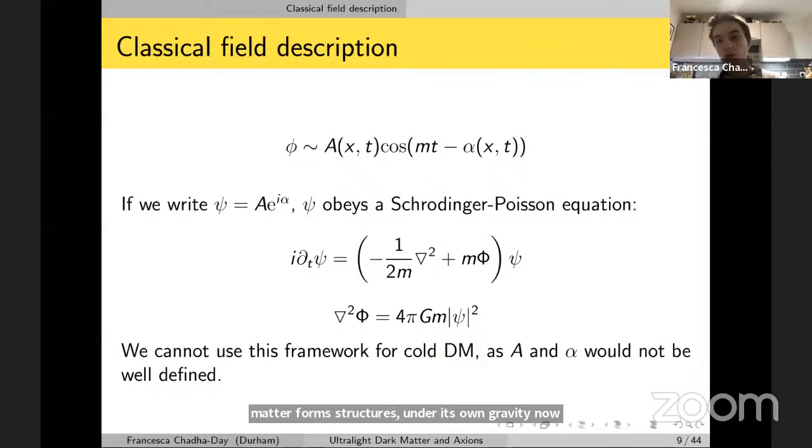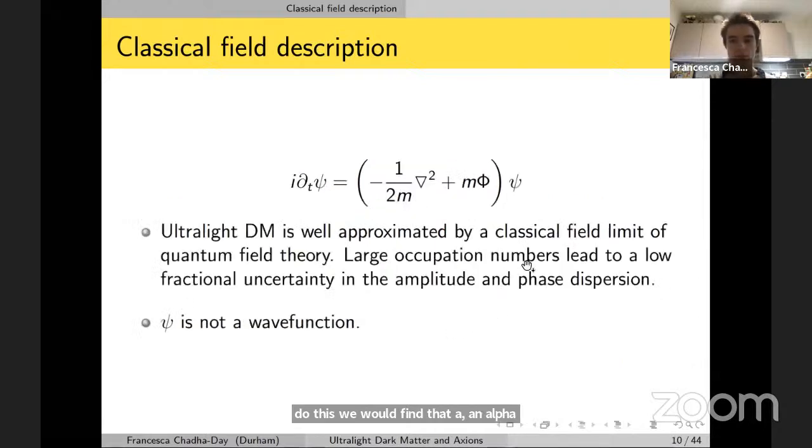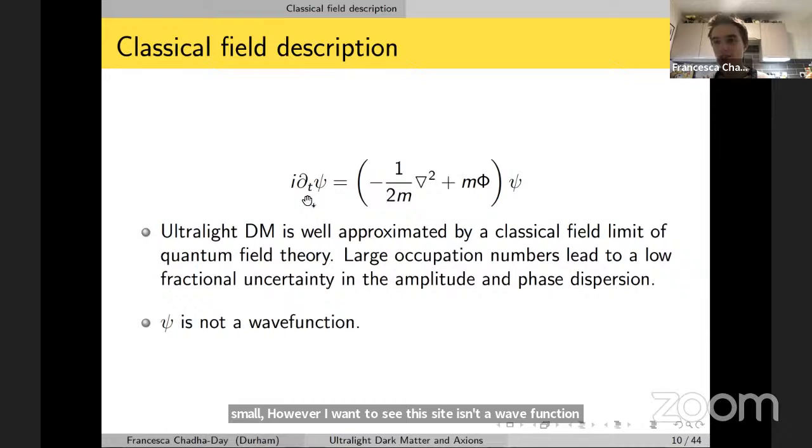Now note that for cold dark matter, so heavier dark matter particles that don't have this classical description, we can't use this framework. If we try to do this, we would find that A and alpha are not well defined. So starting from this equation, we're saying that ultralight dark matter is well approximated by a classical field limit of a quantum field theory, meaning that because we have large occupation numbers in each state, the fractional uncertainty in the amplitude and phase dispersion is small. However, as we'll see, this psi isn't a wave function in a physical sense.